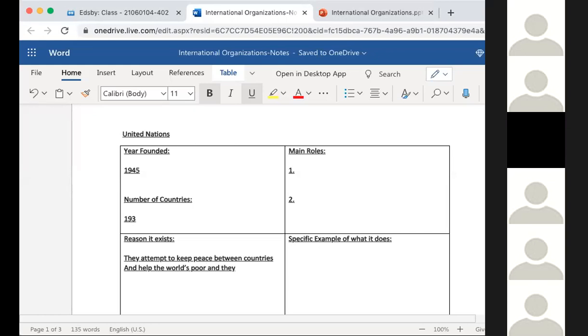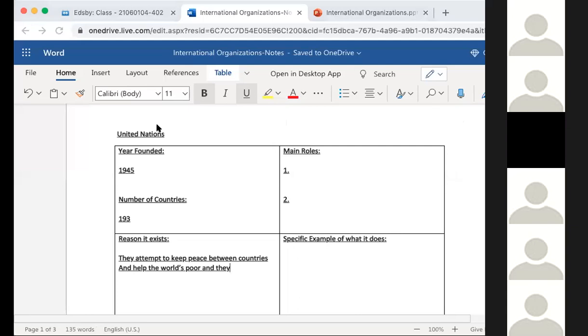Wyatt, what else did they say that they did in that opening paragraph? Besides, they keep peace, they help the poor, and they do what else? Developing friendly relationships among countries. Okay, they develop friendly relationships among countries. That would work. Who was that? That was Eric. All right, good job. Thank you.